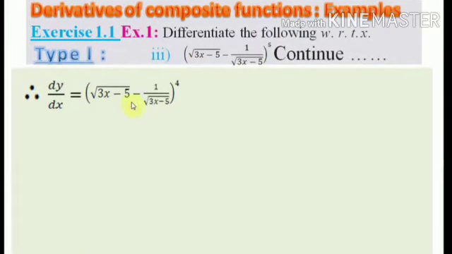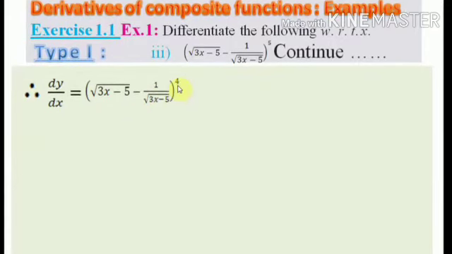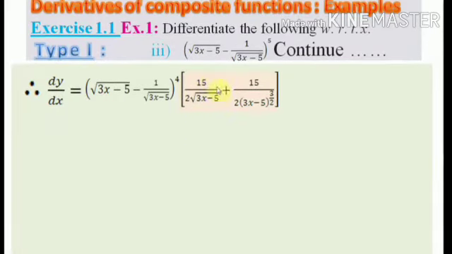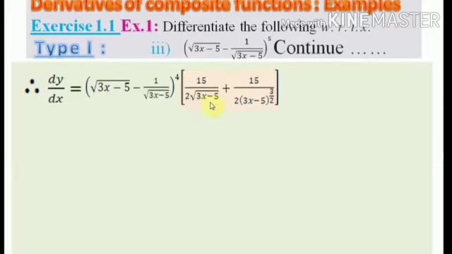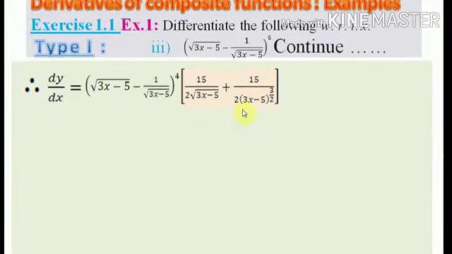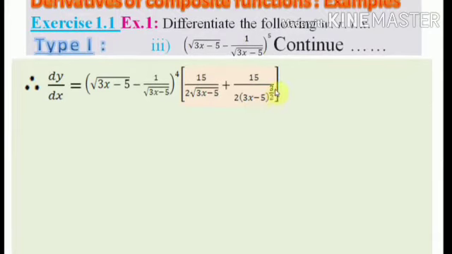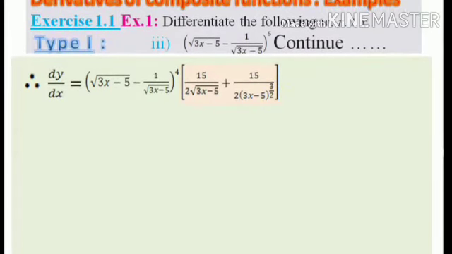into the bracket (root of 3x minus 5 minus 1 upon root of 3x minus 5) raised to 4, into another bracket, the remaining terms: 15 upon 2 root of 3x minus 5 plus 15 upon 2 into (3x minus 5) raised to 3 by 2. Again, the derivative is to be completed.